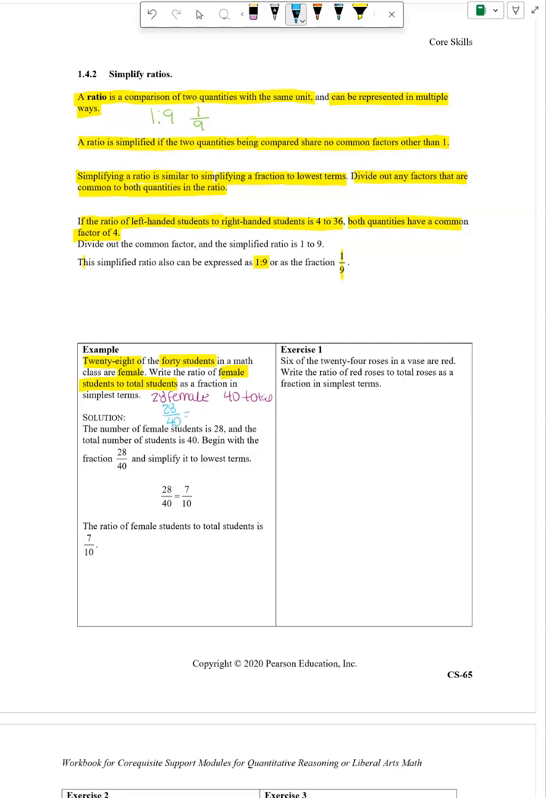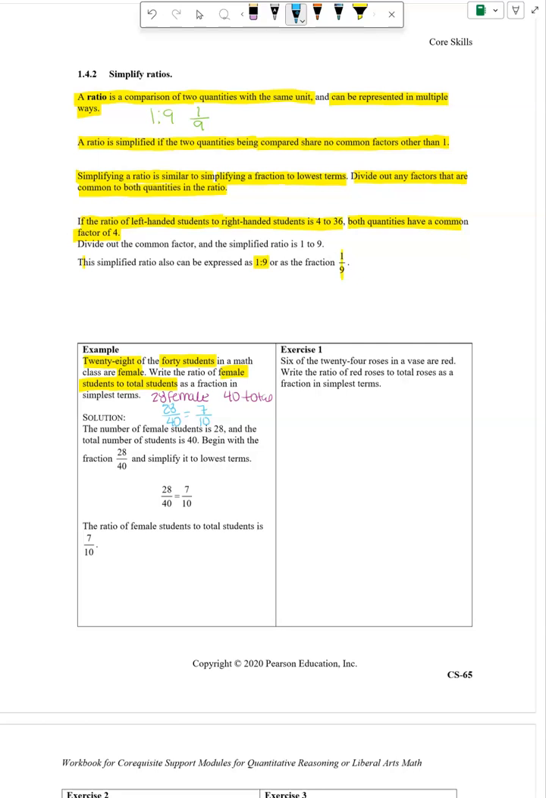And then we would see what they have in common. Well, 4 goes into both of them. We could list them in prime factored form if you wanted to, but we can see that 4 goes into 28 7 times, and 4 goes into 40 10 times. Well, 7 and 10 have nothing in common, so that would be our final answer: 7 to 10.